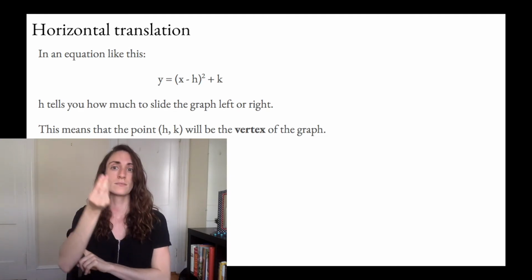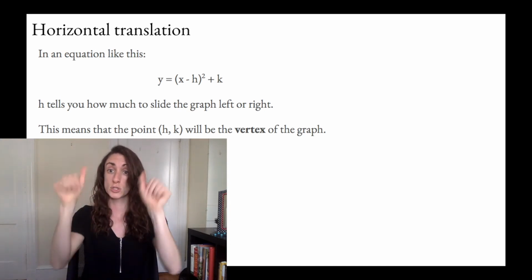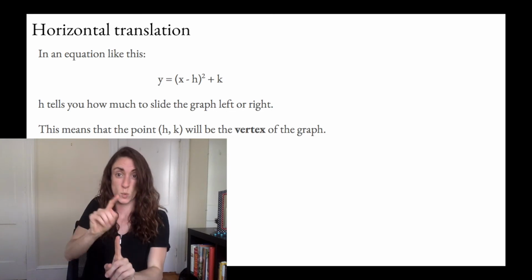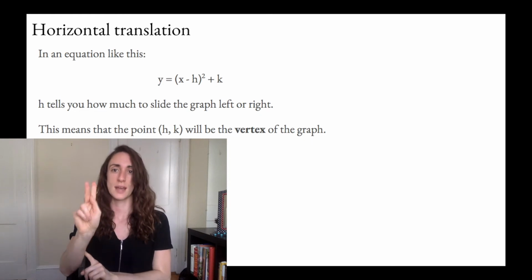Another thing to emphasize here is that because h and k tell us about this vertical and horizontal translation, the point (h, k) will be the vertex of the parabola, the place where it bends, the top or the bottom, depending on which way it's facing.